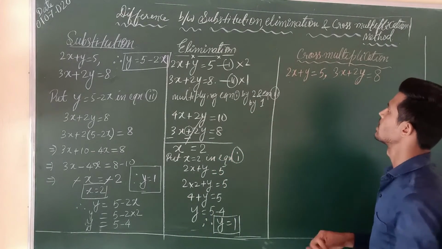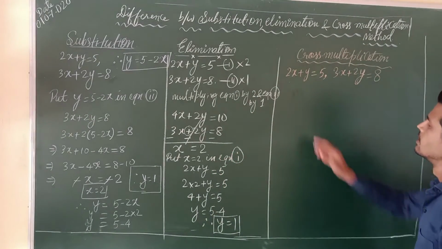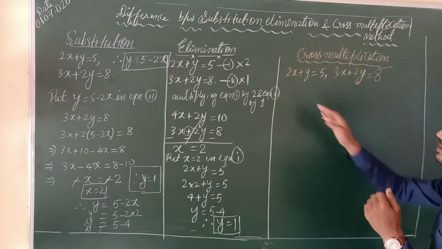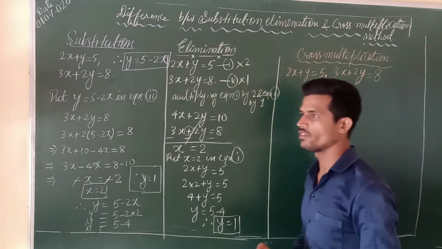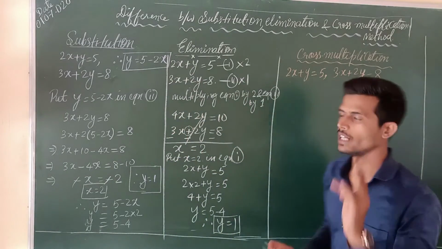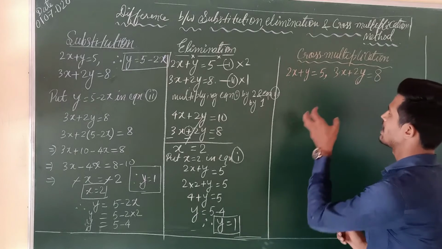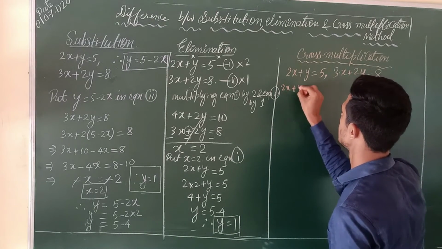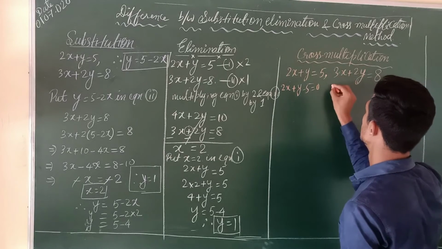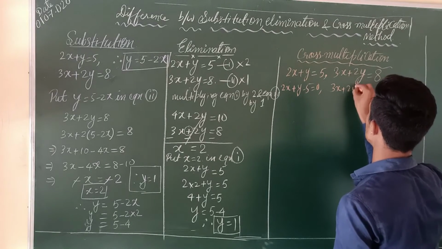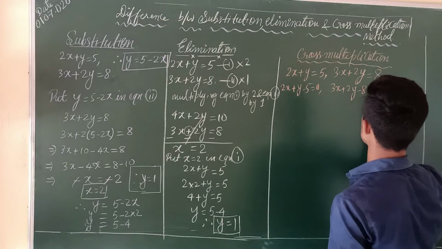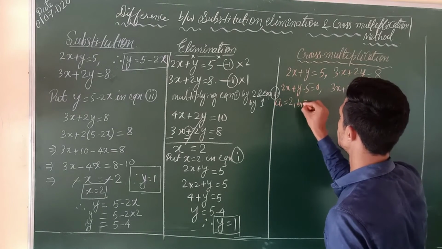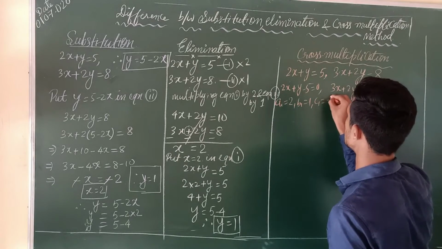Now the cross multiplication method. First of all, we look at the question: 2x plus y equal to 5, 3x plus 2y equal to 8. In cross multiplication, we have to find a1, a2, b1, b2 and c1, c2. For this, we have to make the equations in general form. So we write 2x plus y minus 5 equal to 0. This is general form. And 3x plus 2y minus 8 equal to 0. That is why a1 equal to 2, b1 equal to 1, nothing is there so 1, and c1 equal to minus 5.